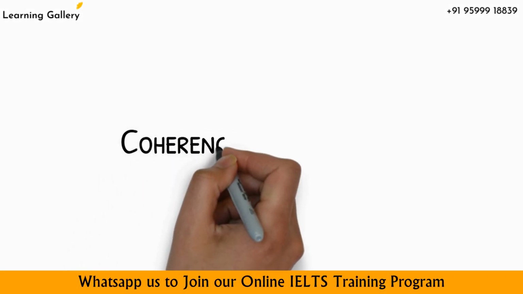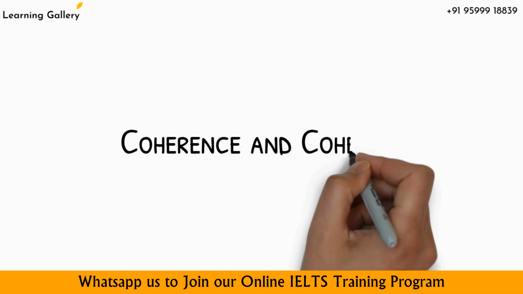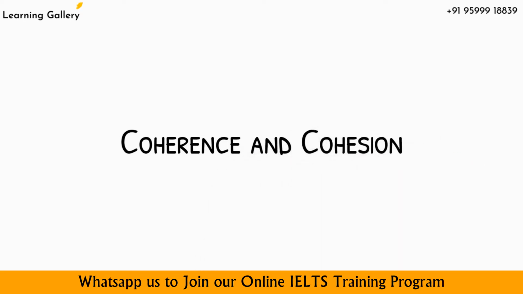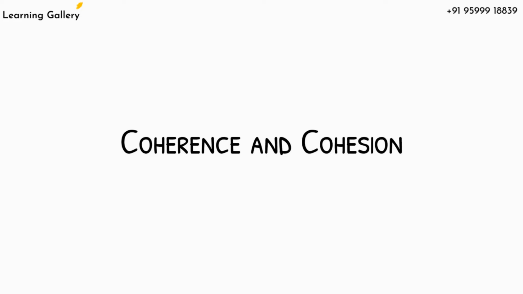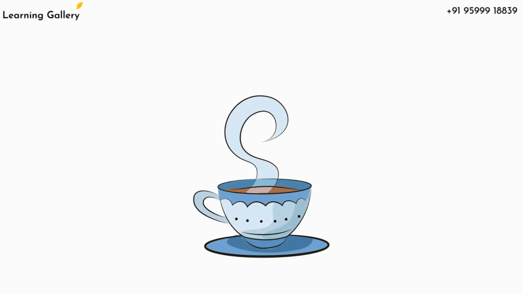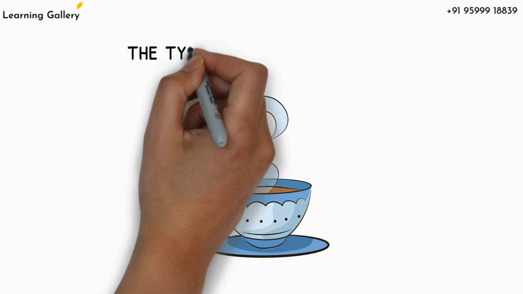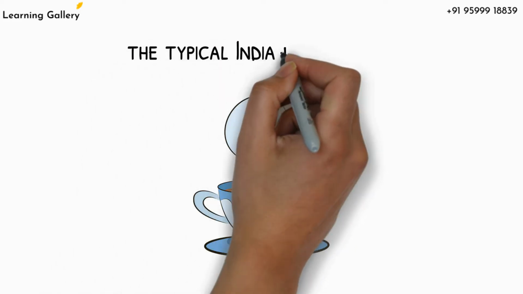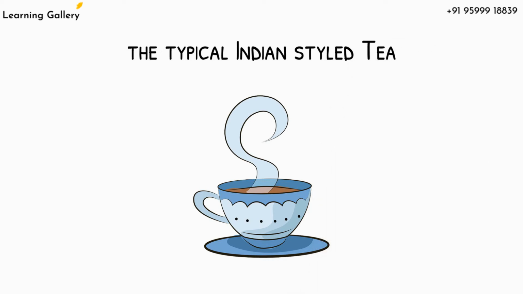So next in the IELTS evaluation criteria, we have to focus on coherence and cohesion. Otherwise, even if you know what task achievement is all about, you won't be able to achieve it properly. I know you are sitting with your mug of tea or coffee. So before we start, let me share an article that I read on how to make a cup of tea, the typical Indian style tea. So this is what I read.